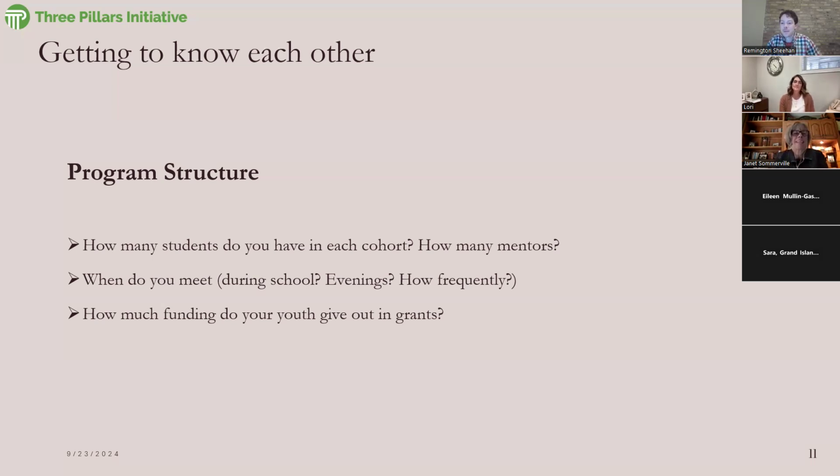Perfect. Janet, do you want to go ahead and take second? Sure. I'm Janet Somerville. I'm with Naperville Teen Philanthropy Initiative. So we pull from all 6 high schools in Naperville. 5 of them are public, 203, 204, if you're in this area. And then Bennett is a private school we also pull from. This is our second year. So we have 28 seniors and 27 juniors.